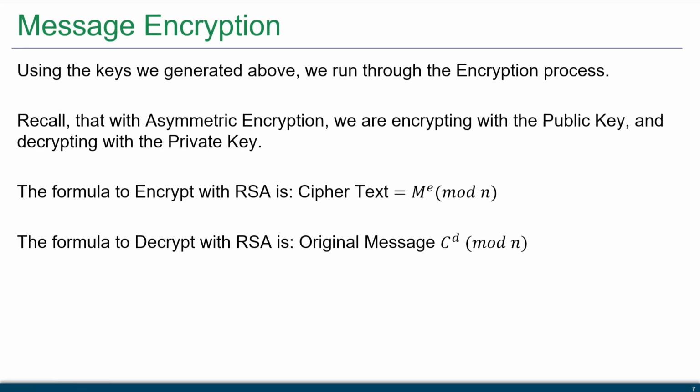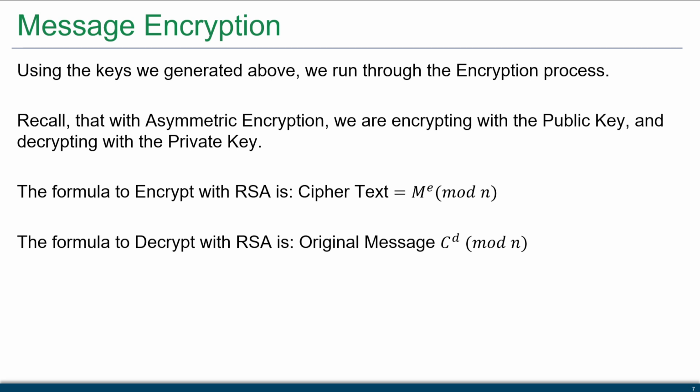So message encryption, using the keys we generated above, we run through the encryption process. So recall that with asymmetric encryption, we are encrypting with the public key and decrypting with the private key. So the formula to encrypt with RSA is, we'll take the ciphertext, which we'll call just C, is equal to our message M raised to the power of E mod N. So again, when we're given something to be encrypted, we give the public key, which is E and N. So whatever our message is, we raise it to the power E mod N. Then we have the encrypted message, which can be sent back.